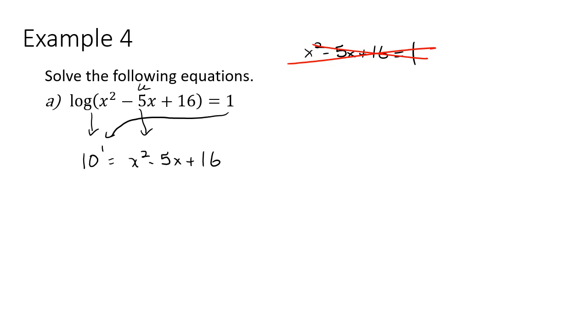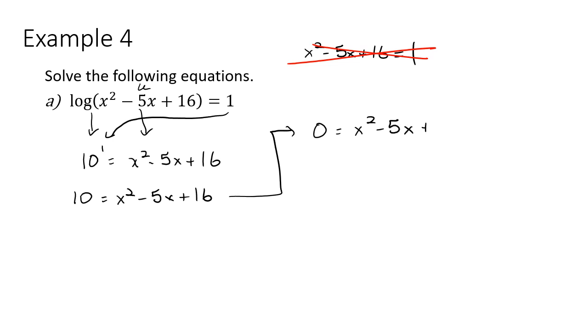And so 10 to the first power is just 10. So we have 10 is equal to x squared minus 5x plus 16. So once again, quadratic equation. If I subtract 10 from both sides, this becomes 0 is equal to x squared minus 5x plus 6. And we can factor this.